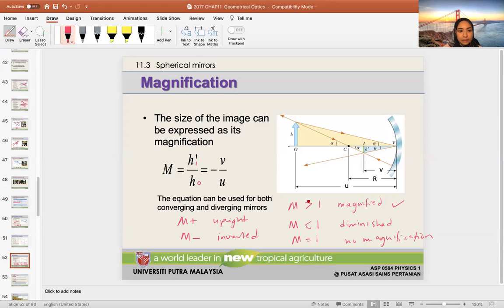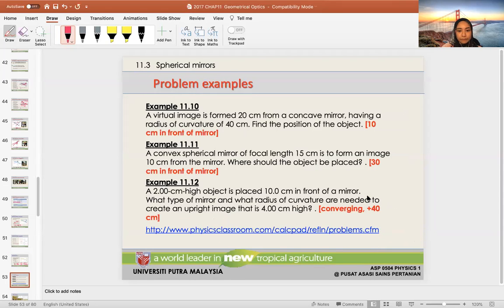Okay, so m, again, m that is greater than 1, magnified. Less than 1, smaller. M equals 1, no magnification. Positive, upright, negative, inverted. Okay, now we can start doing our exercises.